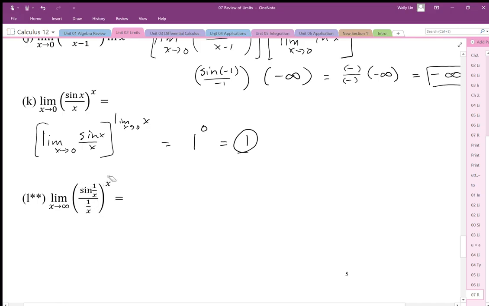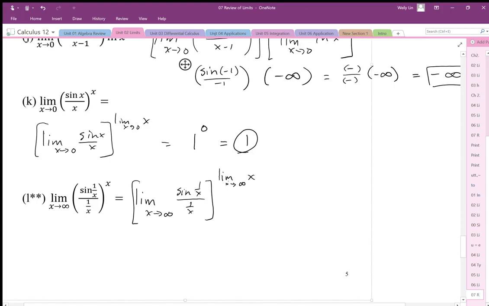And then we can do the exponent separately, just like we did here. So we'll do that again, and this will kind of help us out with this. So it's limit as x goes to infinity, and this is going to be sine 1 over x over 1 over x. And I'll let the limit as x goes to infinity of just the x.